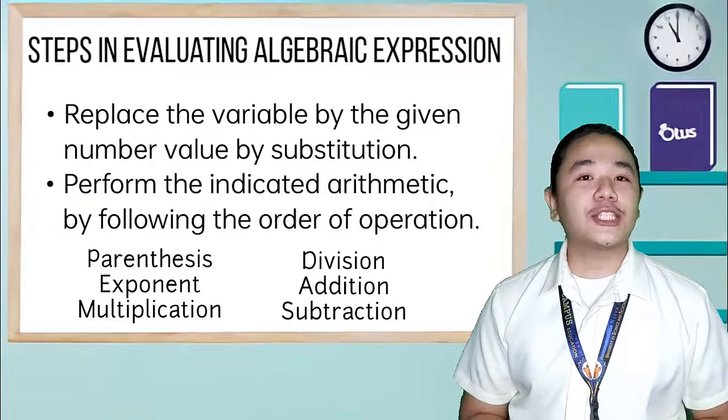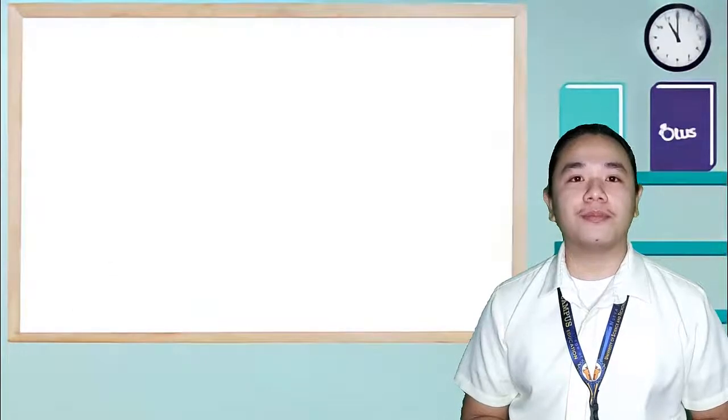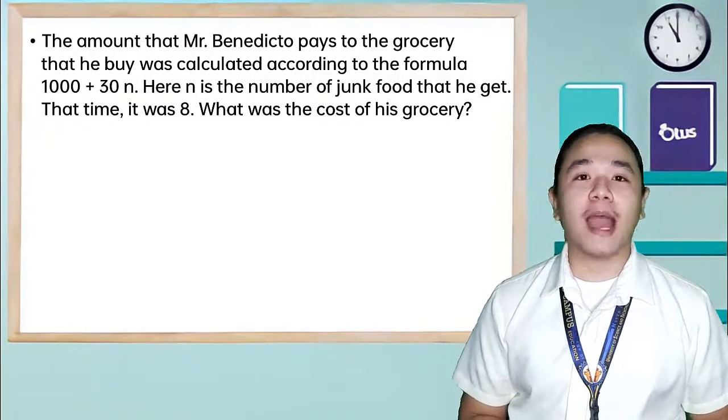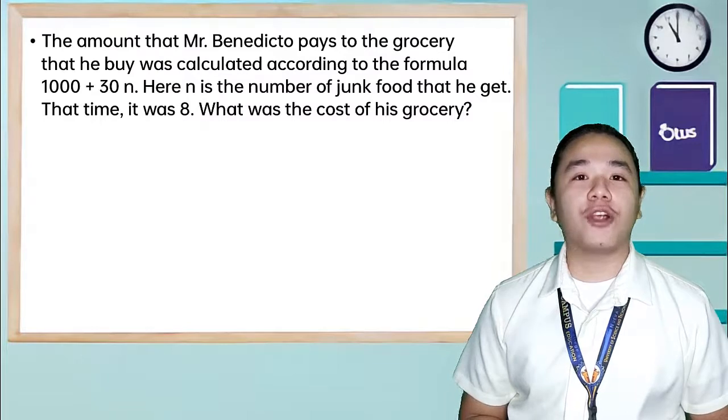So now, let's try to solve a real-world problem. The amount that Mr. Benedicto pays to the grocery that he buys from was calculated according to the formula 1,000 plus 30n.